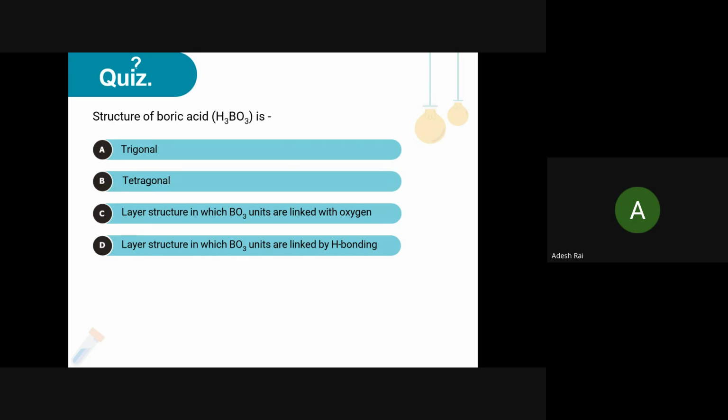Just now we studied, no? Boric acid H3BO3 has a layered structure. All the BO3 units are in plane and they are attached to each other by which bonding? H bond. So which option will be correct? D.